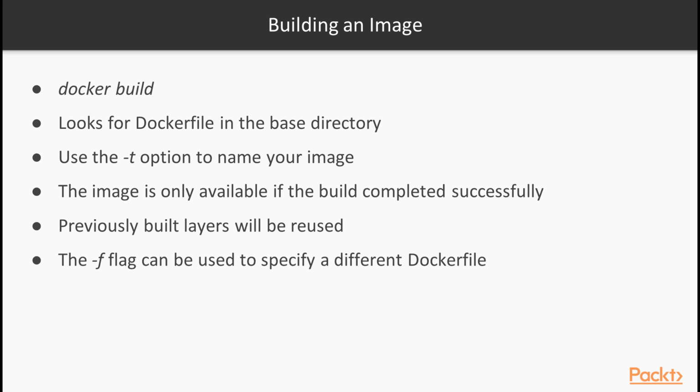Docker will show each instruction as it is run and any output. Assuming the build completes successfully, the image will be available to run. If not, Docker will display an error and stop the build. If you run docker build again, previously completed instructions will be skipped. Only instructions that have changed and any ones that follow will be run again.